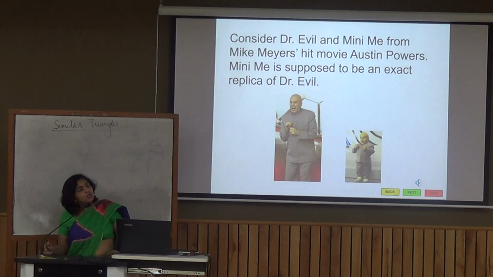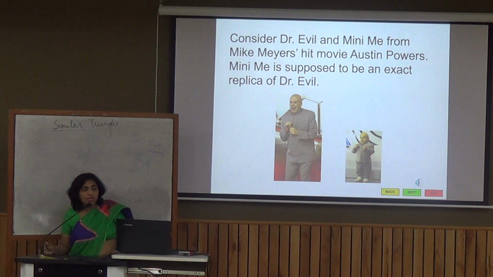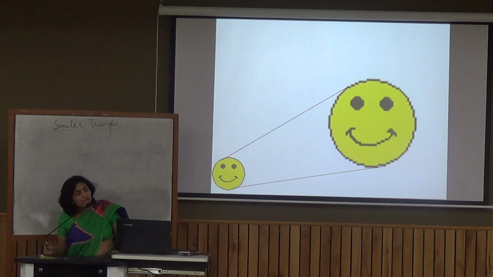So, consider Dr. Evil and Mini-Me from Mike Myers' hit movie Austin Powers. Mini-Me is supposed to be an exact replica of Dr. Evil. So, they are similar to each other. Let's see these two figures. They are different in sizes but look alike. So, they are similar to each other.